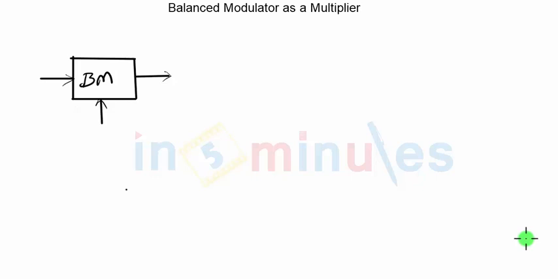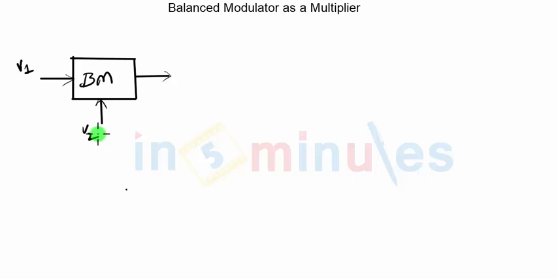We have just now discussed the circuit diagram of the balanced modulator. The balanced modulator takes two input signals, the modulating signal and the carrier signal. In the previous video clip we took these two signals as V1 and V2. My V1 was the carrier signal and V2 was the modulating signal.